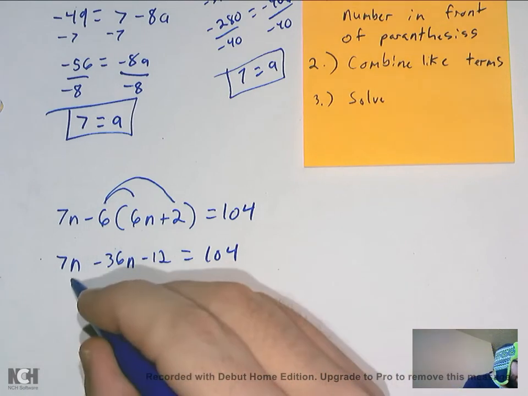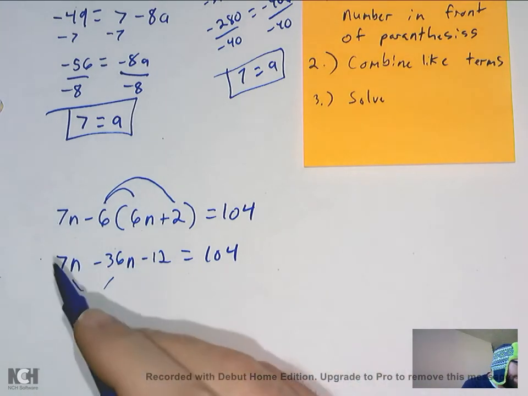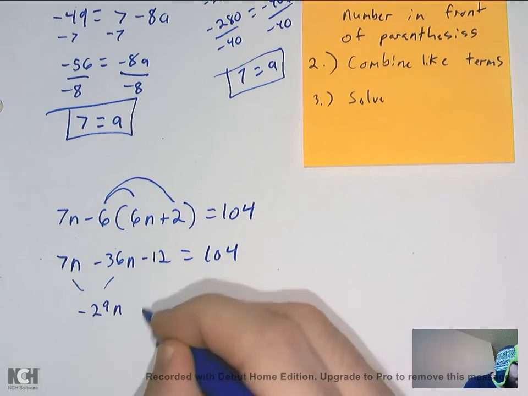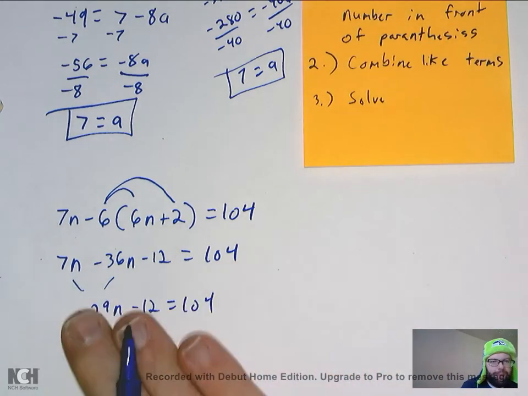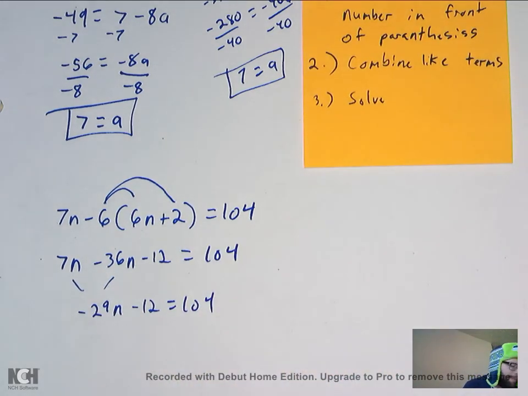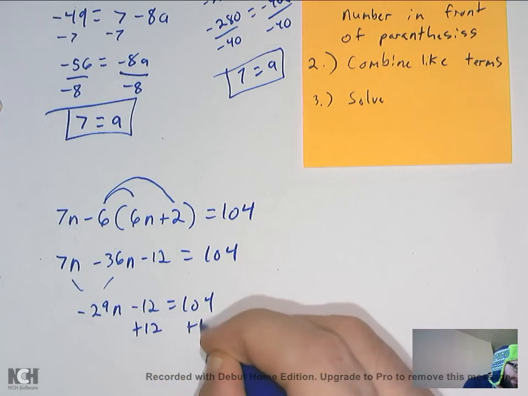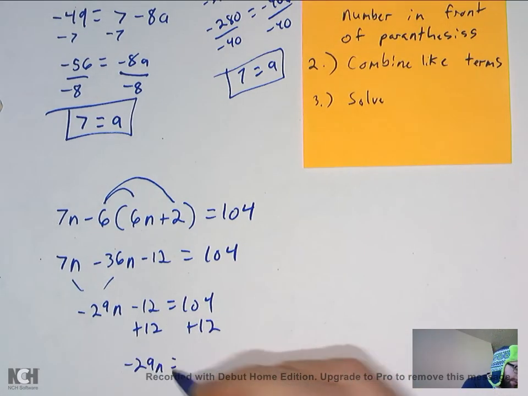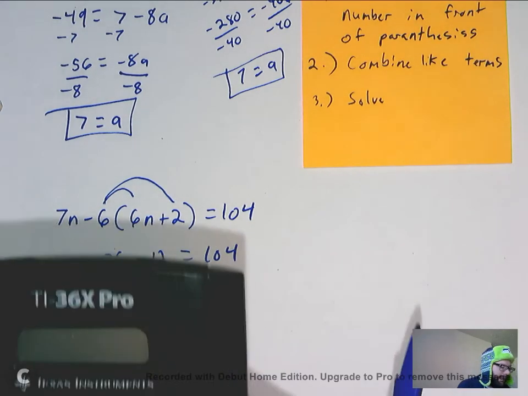So these n's are our like terms, so we're going to combine those. Negative 36n plus 7n is negative 29n. And then I still have minus 12 equals 104. Now it's a party problem, right? The last step is just to solve the party problem. I want to get rid of the acquaintance first, which is negative 12. So I'd add 12, which gives me negative 29n is equal to 116. And then we take that and divide.